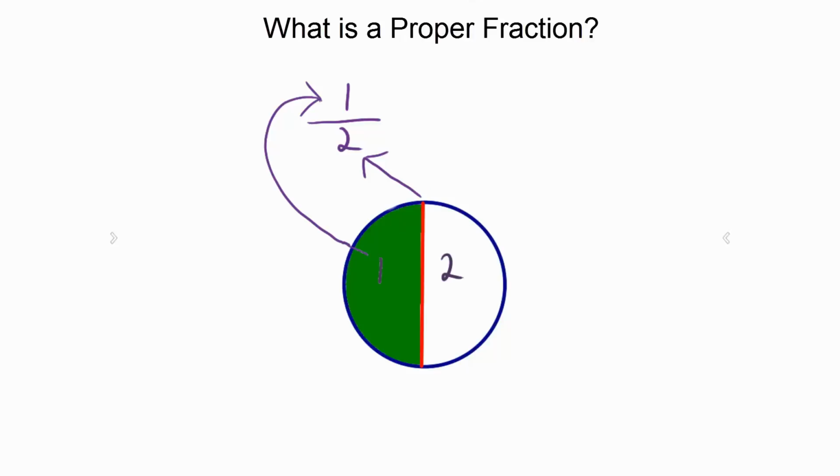Make note, the left side, which I filled in with green, represents the numerator, which is the top number, which is 1. Also, we used a red line to divide our circle into 2 pieces. With all of that being accomplished, our circle now represents 1/2.